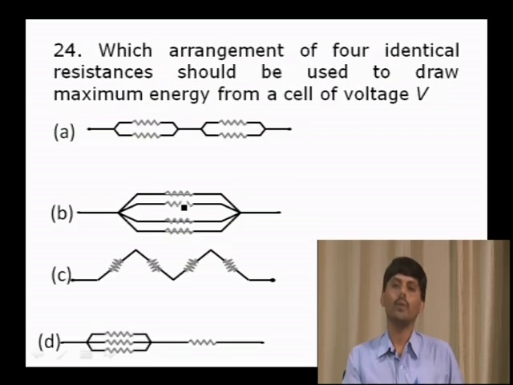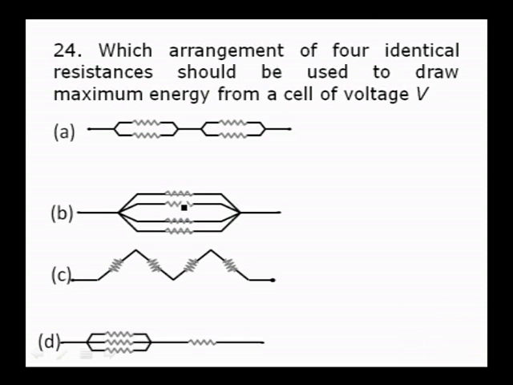Question number 24. Which arrangement of 4 identical resistors should be used to draw maximum energy from a cell of voltage V? They were given 4 options. A 2 parallel, B 4 are parallel, C all are in series, D 3 are in parallel, 1 is in series with the combination. Okay, they were given the problem like this: the maximum energy from a cell of voltage V.